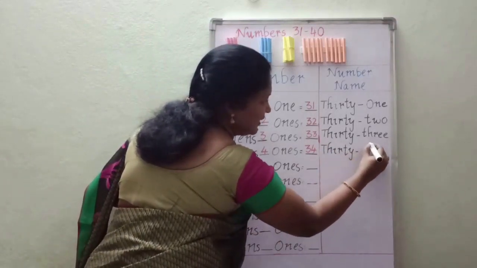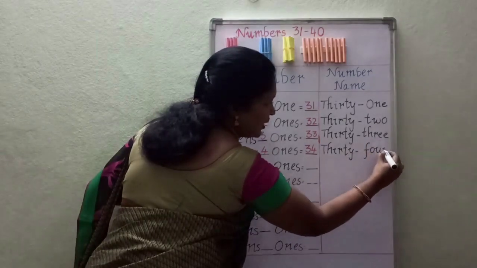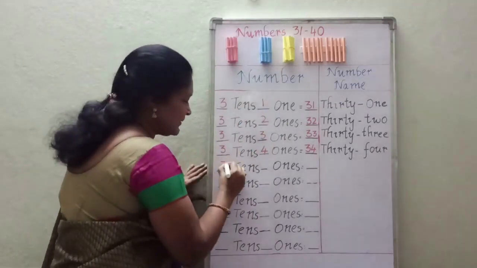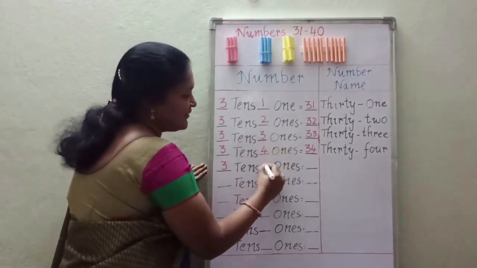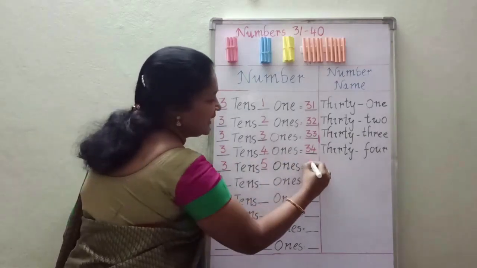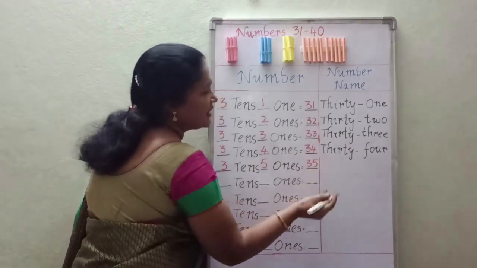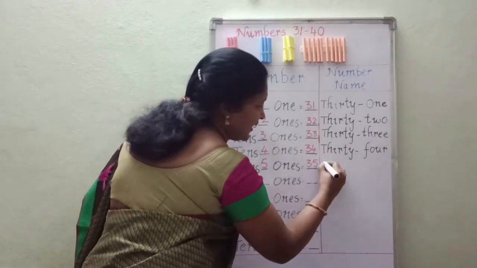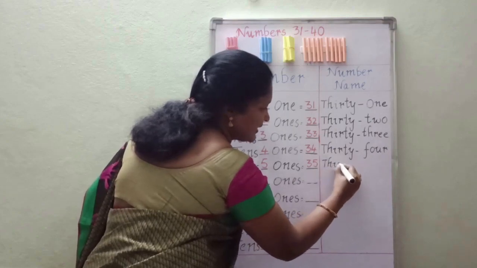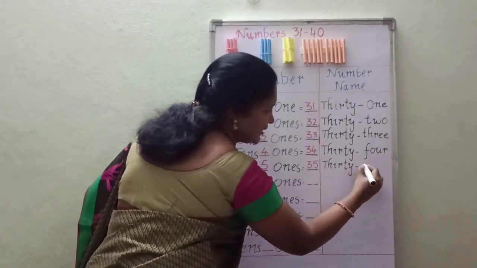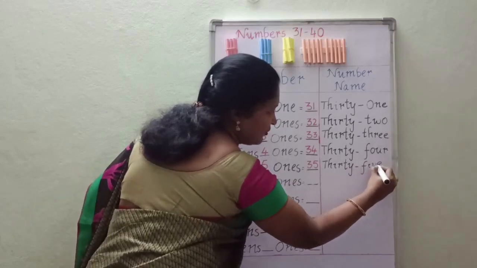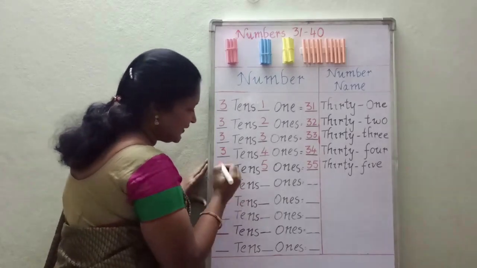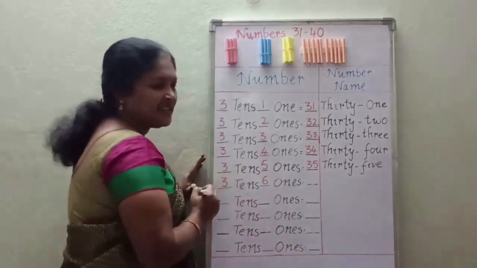THIRTY, 30. FOUR, 4. And next one, 3 tens and 4, after that 5. So 35. Here all ones are separate, children. So what is the spelling of 35? THIRTY, 30. FIVE, 5. 35.